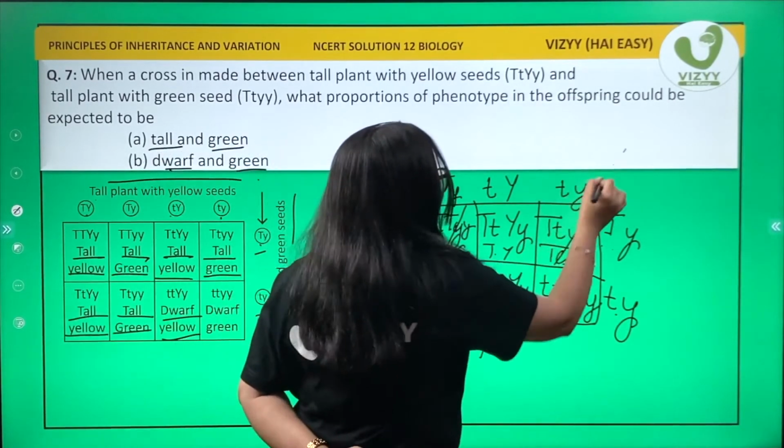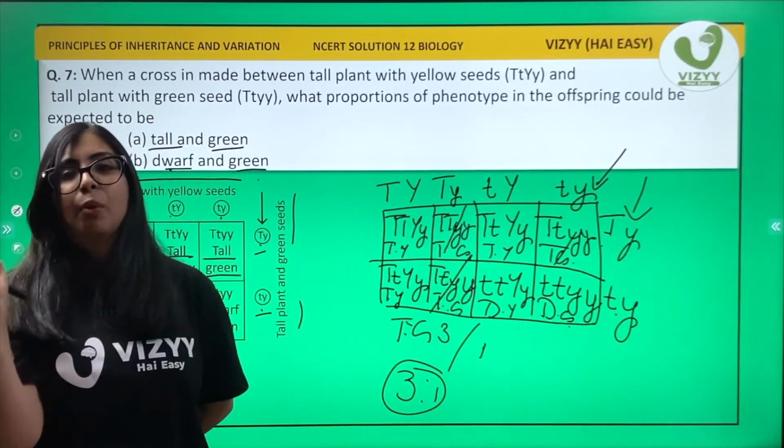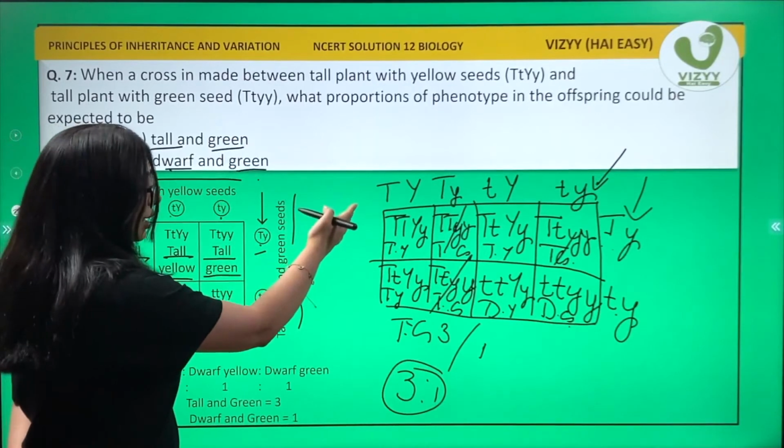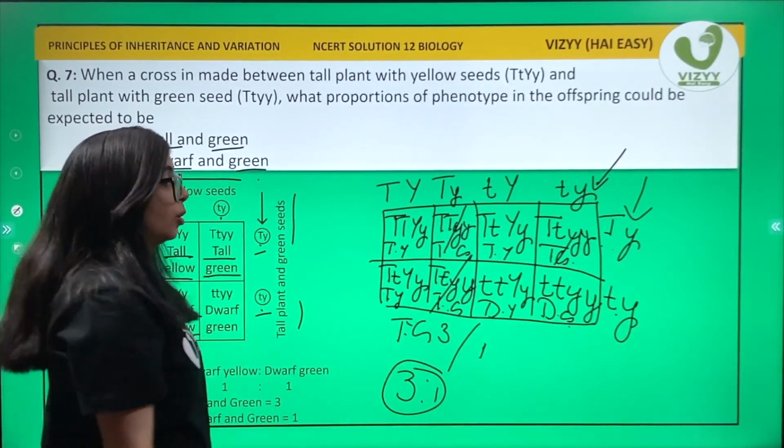Students, this step of making the gametes is essentially important. So if you get this right, your entire Punnett square will be right. Okay, students?